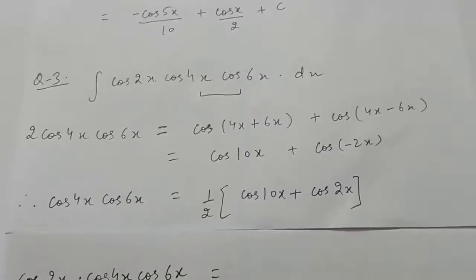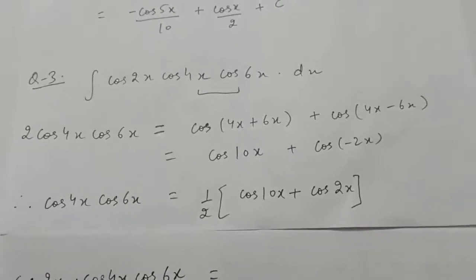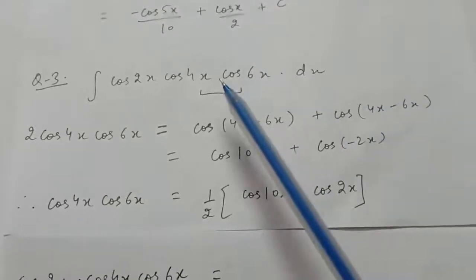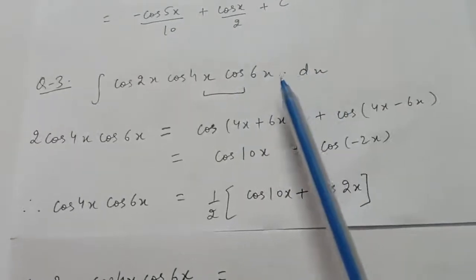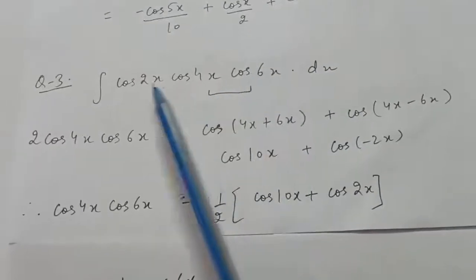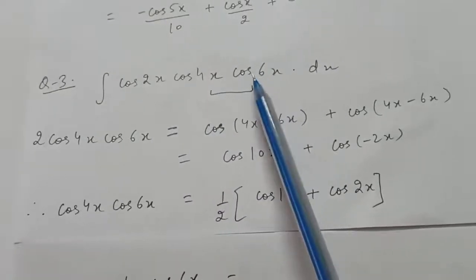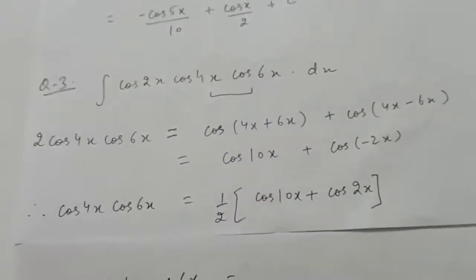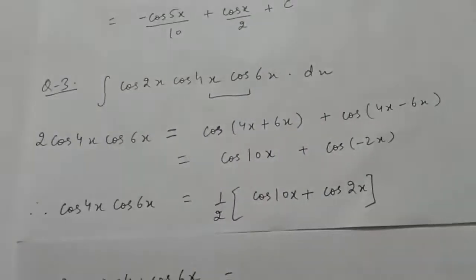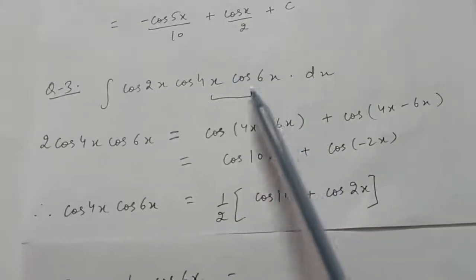Now question number 3 of exercise 7.3 is integral of cos 2x into cos 4x into cos 6x into dx. Now the product of three trigonometric functions is given, right? So we have to apply the identity of cos A into cos B. You can take any two terms first. I have taken this cos 4x and cos 6x.